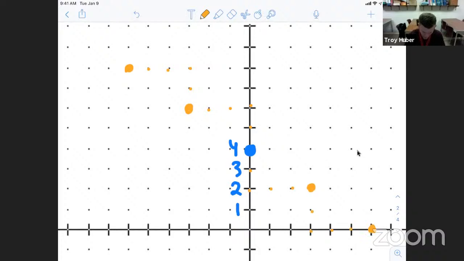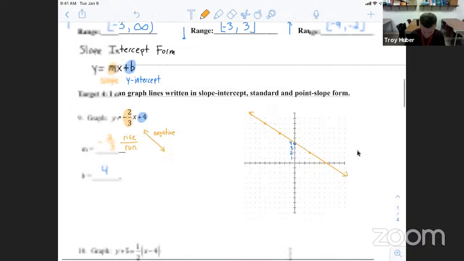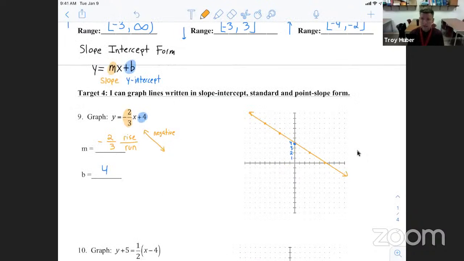All right, and the last step would just be to connect these points. And if you hold your pencil down at the end on Notability, it makes it a straight line for you, which is pretty nice because I know I draw some very squiggly graphs. All right, and that would be all to graphing in slope-intercept form.